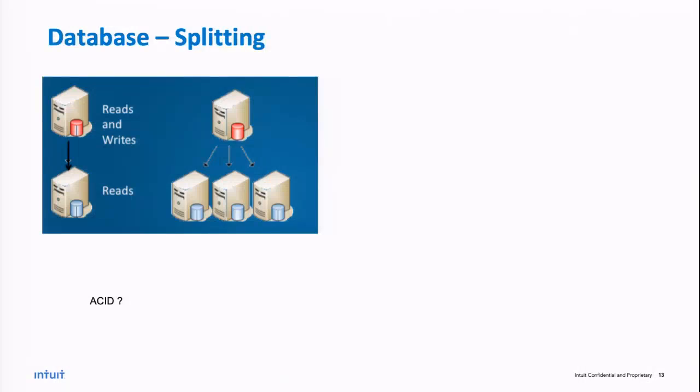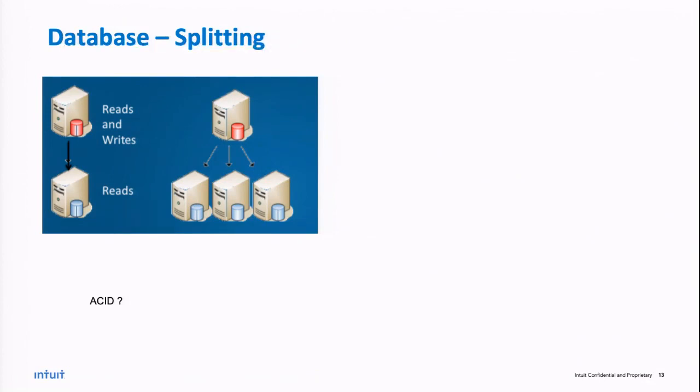Sorry, yeah. So when we split a database, we need to take care of that. If I have a master and a slave, and I'm reading something, I should be able to read the latest data. So that's a requirement, and that's called consistency.